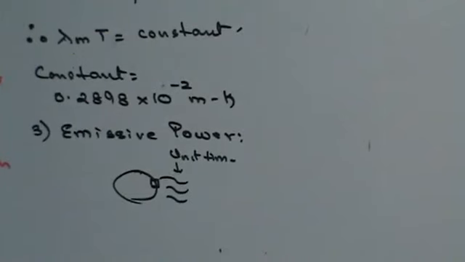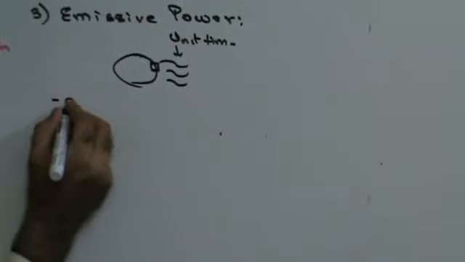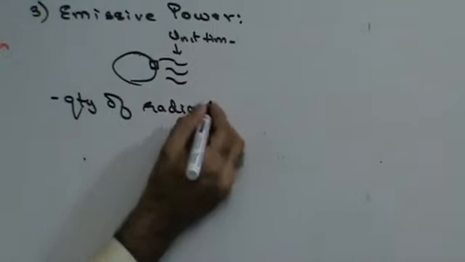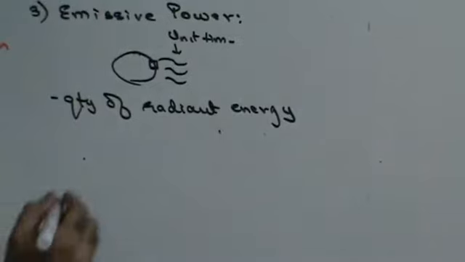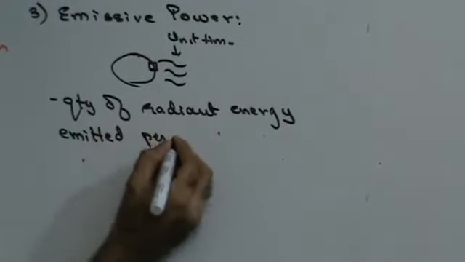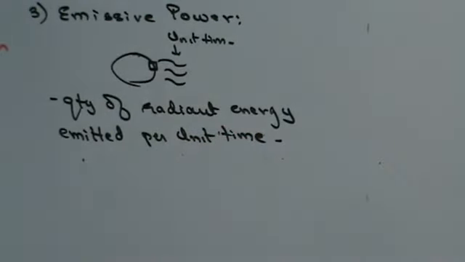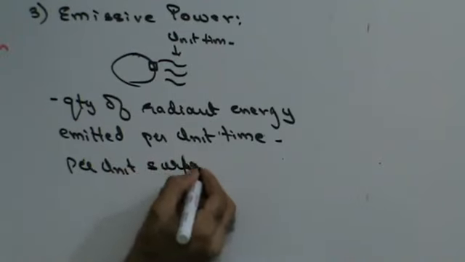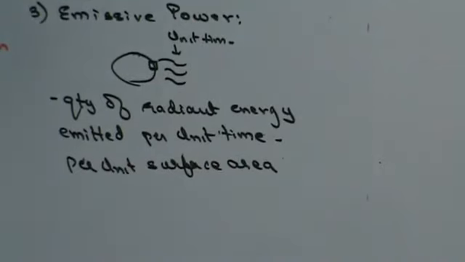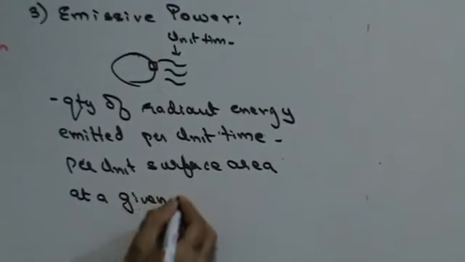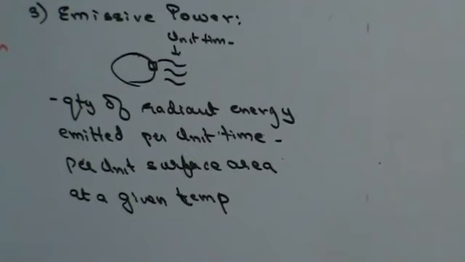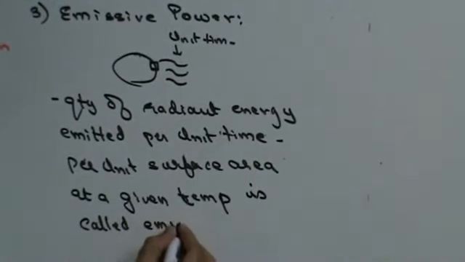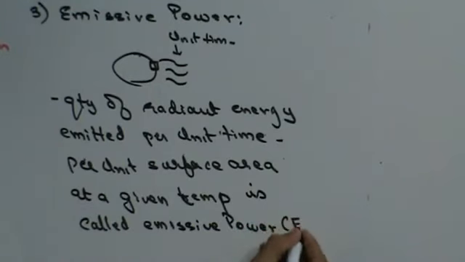Write this down. What is emissive power? The quantity of radiant energy emitted per unit time per unit surface area at a given temperature is called emissive power. Represented by capital E.